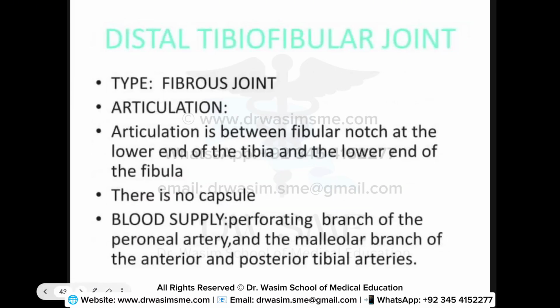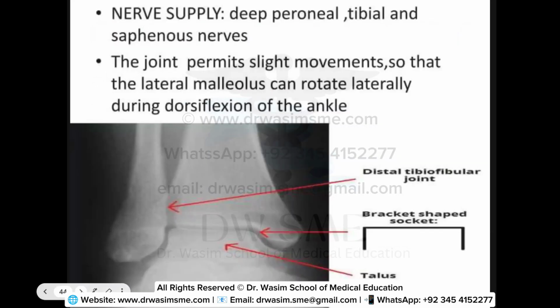Similarly, we have a distal tibiofibular joint, which is a fibrous joint, otherwise known as the syndesmotic joint. So this is again an articulation of the distal fibula and the lower end of the tibia. There is no capsule, and blood is supplied from the peroneal artery, which is present on the lateral side. The nerve supply of the tibiofibular joint is the deep peroneal, tibial, and saphenous. The joint permits slight movement, just like the proximal tibiofibular joint.